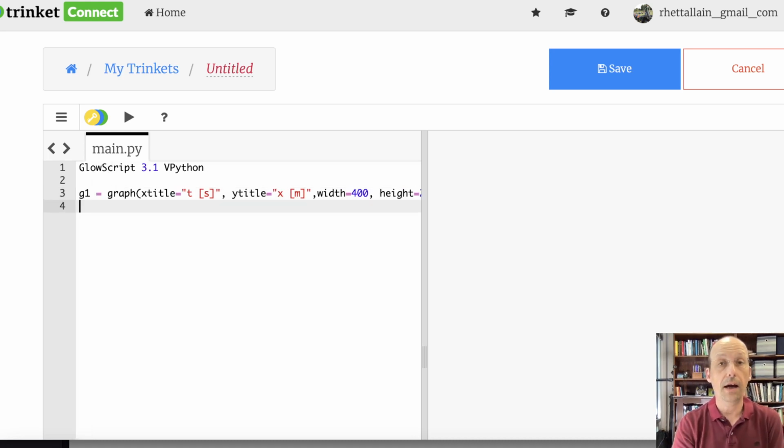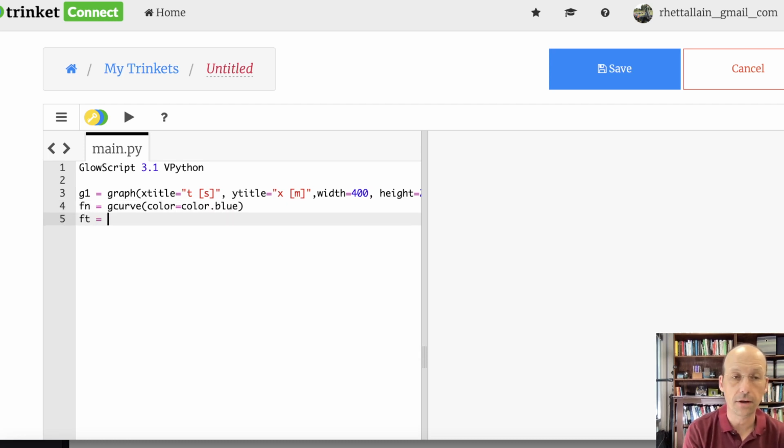Otherwise, the graph just ends up being too big in terms of the way I capture this, and it looks too bad. And I'm going to make 2 graphs. I'm going to make fn for the numerical plot. fn equals gcurve, color equals color.blue. And then I'm going to make ft for the theoretical. gcurve, color equals color.red. And then hopefully those 2 things will be on top of each other. But we're going to first start off with just a numerical.